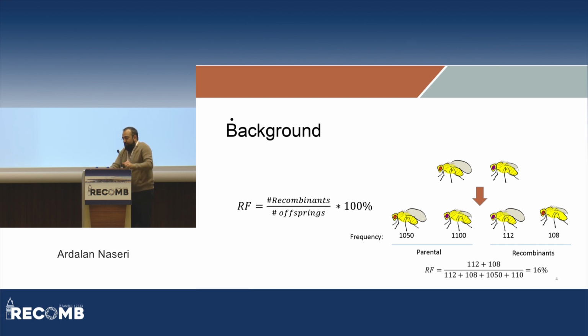And let's assume they produce some offspring. People counted the number of offspring from each different type. They have the parental types here on the left, and then the recombinants, the mutants. As you can see, the distribution is not equal. There are fewer recombinants than parental types. Basically, computing the recombination frequency gives us the probability, or likelihood, that the two phenotypes or two genomic segments are inherited together.